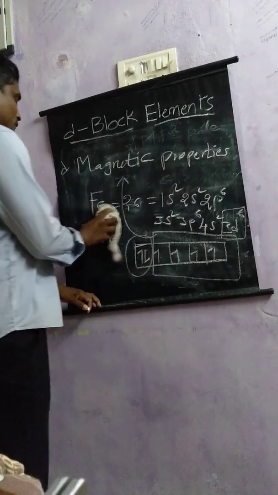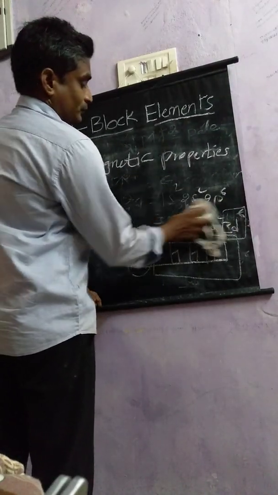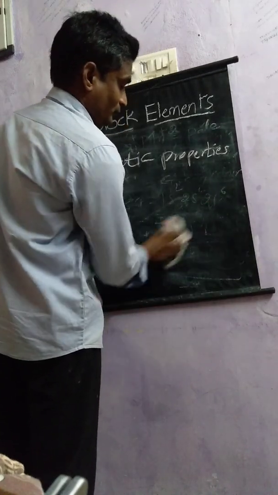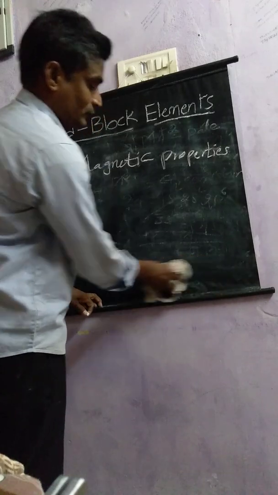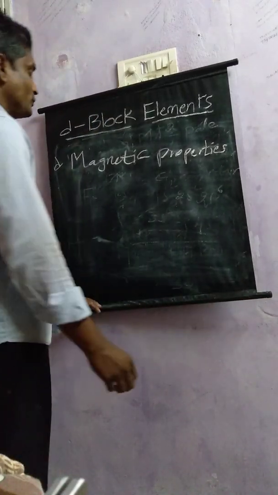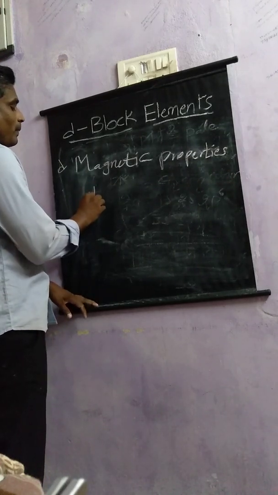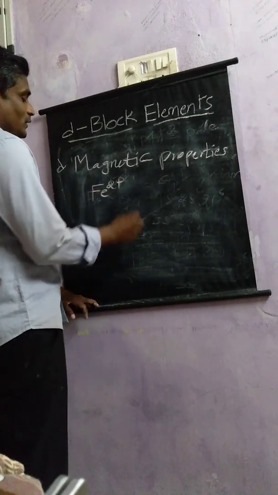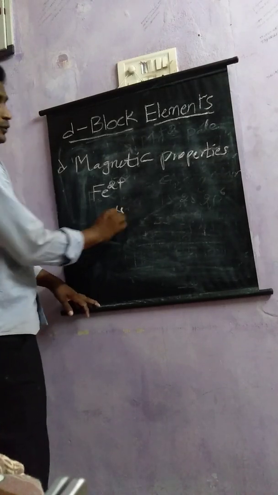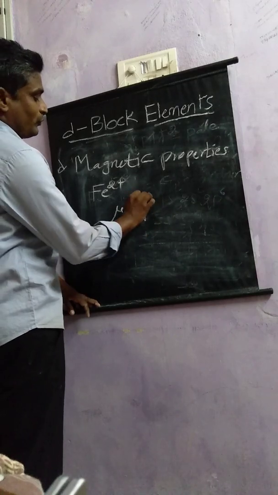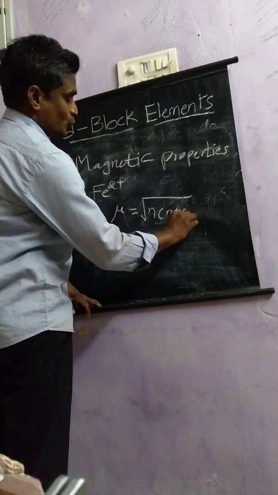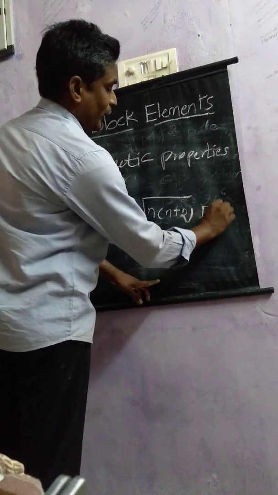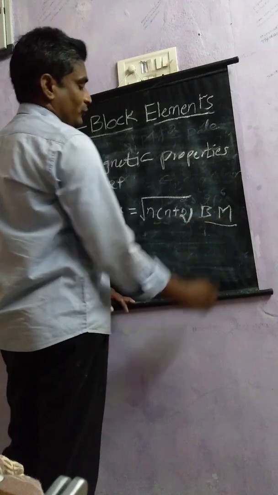So, to calculate the magnetic moment of the Fe2+ ion, the formula is mu is equal to root of n into n plus 2 BM. BM is the unit of magnetic moment.